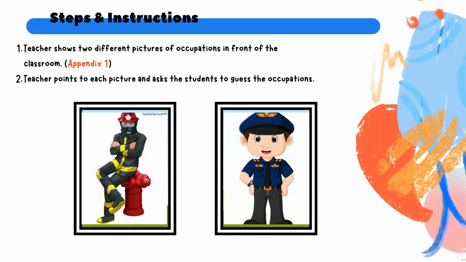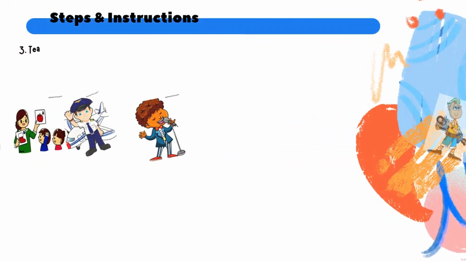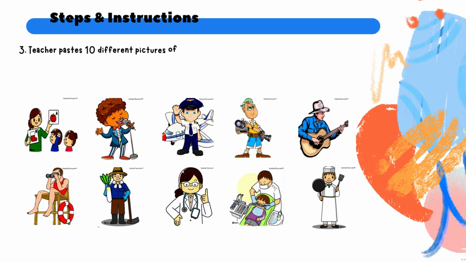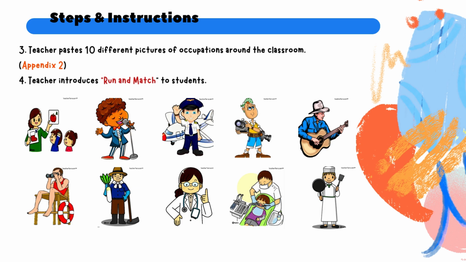These are the steps and instructions for this learning strategy. Firstly, the teacher will show 2 different pictures of occupation in front of the classroom. Based on those 2 pictures, the teacher asks pupils to name the occupation. This is to recall their general knowledge, whether they can identify the occupation or not. Next, the teacher will paste 10 different pictures of occupation around the classroom. The teacher then introduces Run and Match to the pupils. Those are the examples of occupation.